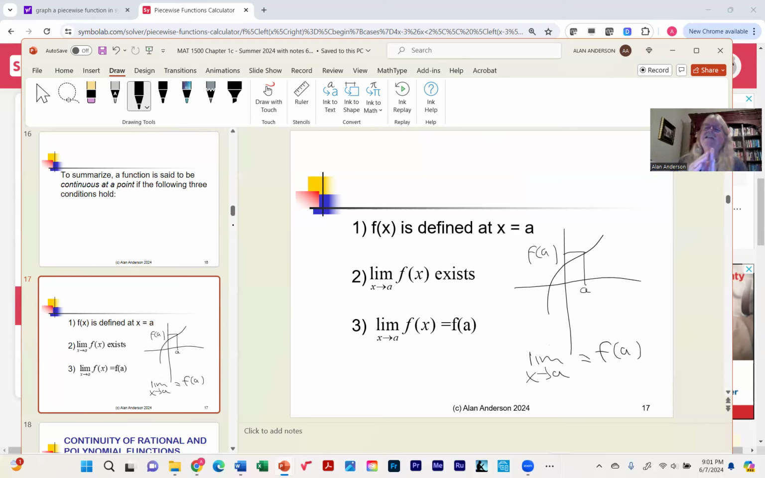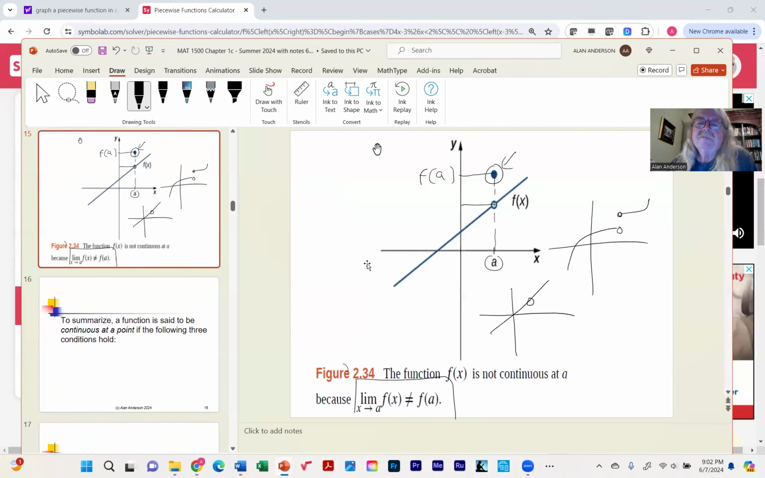Saying that you can draw it without taking your pen off the paper is, let's just say, a very informal way of explaining this. This is the formal way of proving that a function is continuous. All three conditions have to be met. If not, we have one of these three cases.